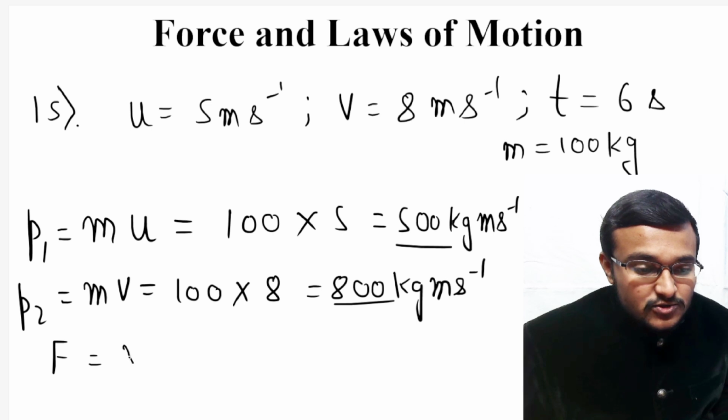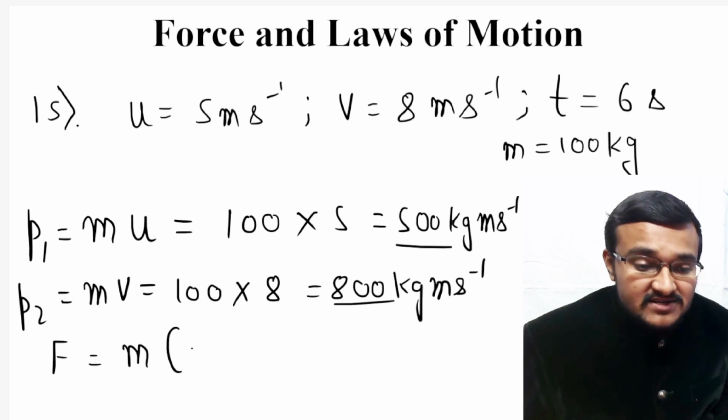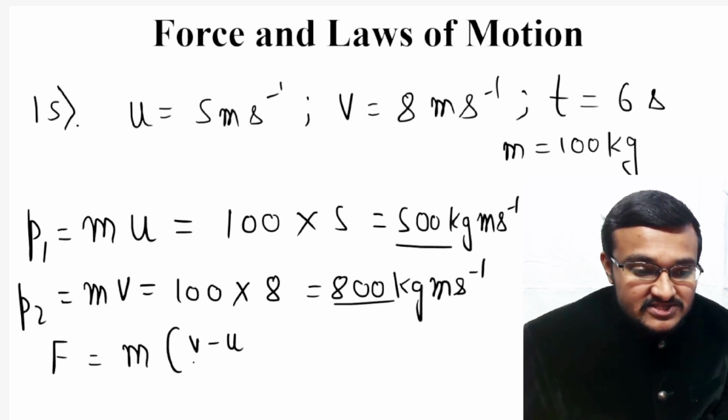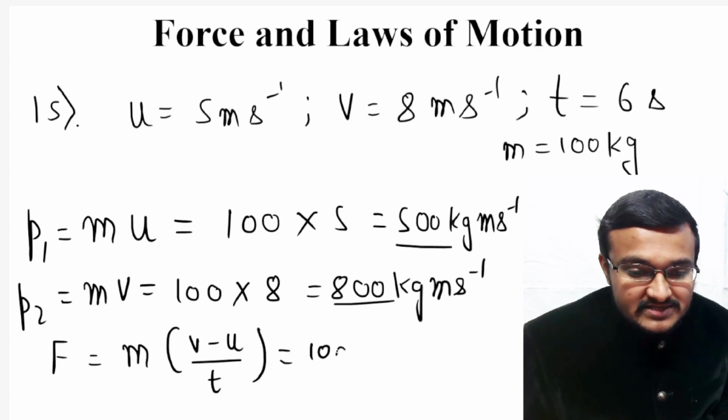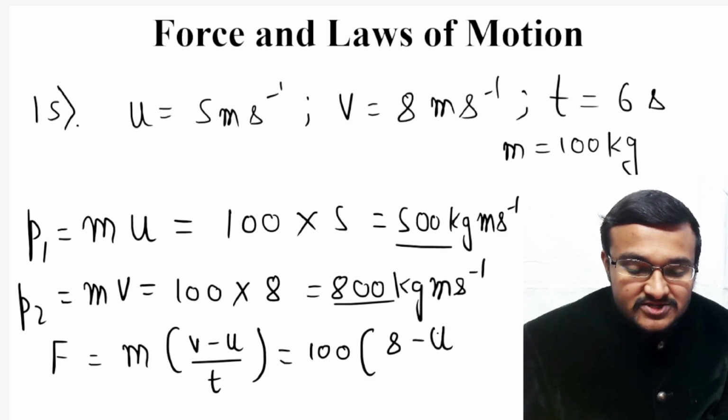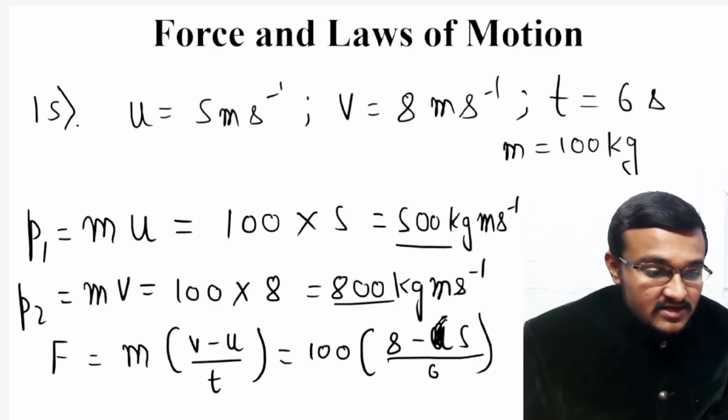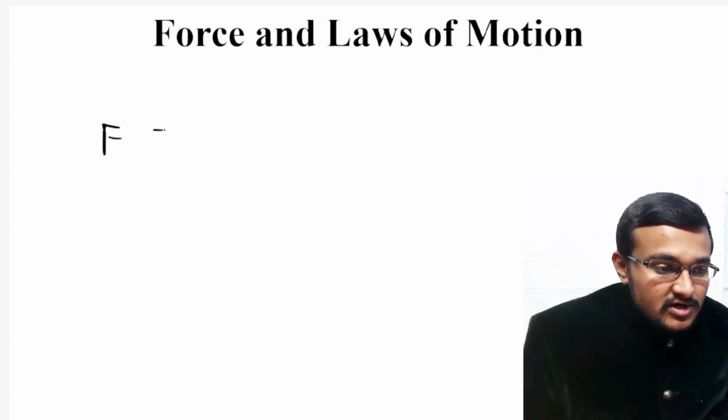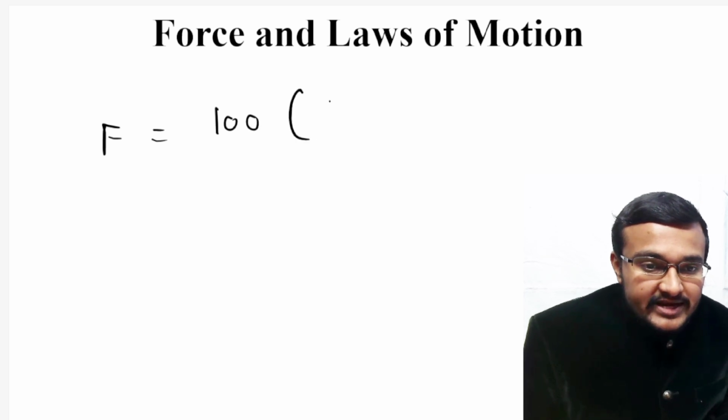So F is equal to mass times acceleration, where acceleration is equal to v minus u divided by t. So here mass is equal to 100 kg, v is 8, u is 5 meter per second. Everything is in SI units, so you can directly substitute. So in the place of u, you can write 5. So 8 minus 5 divided by t is 6 seconds. So now F is equal to 100 into 8 minus 5 divided by 6. So 8 minus 5 is 3.